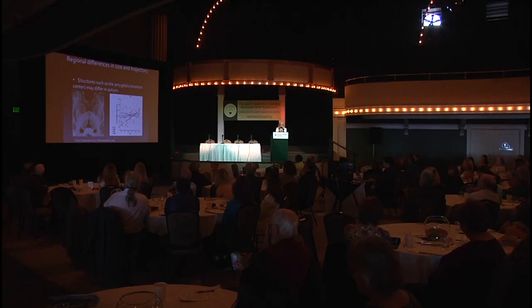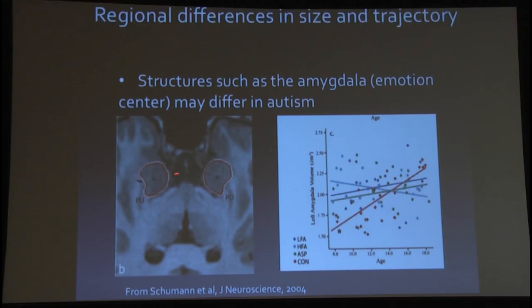This other structure here is the amygdala, and many of you have heard of the amygdala. It's a very important structure. It's our primary fear center. It processes emotion at a subcortical level.